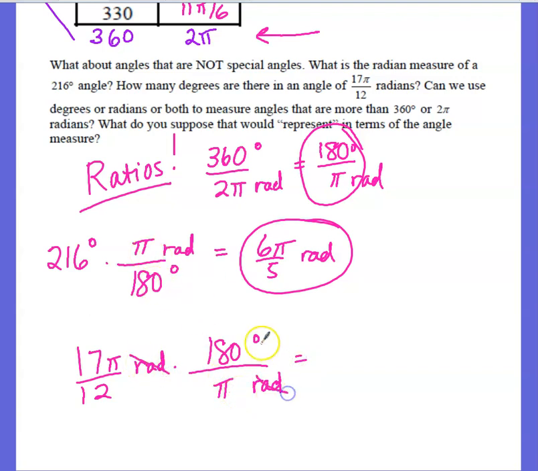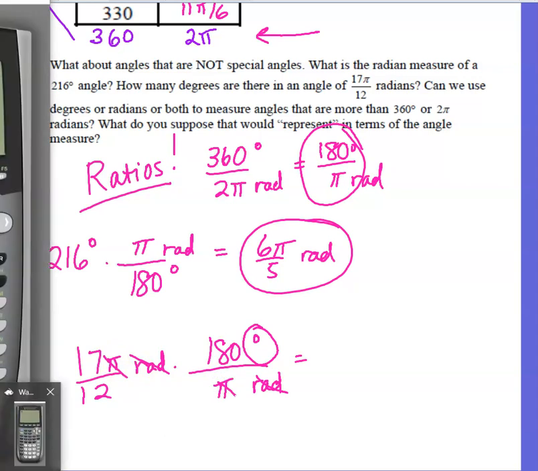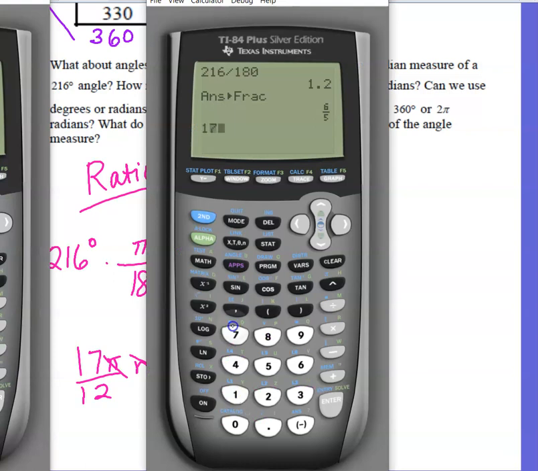The radians are going to cancel, which means I'll end up in degrees. Okay, so then I'm going to do 17. Well, you can see here the pi's are going to cancel, so that's nice. So now I'm going to do 17 times 180, which was what was on the top. And then I'm going to divide by 12.